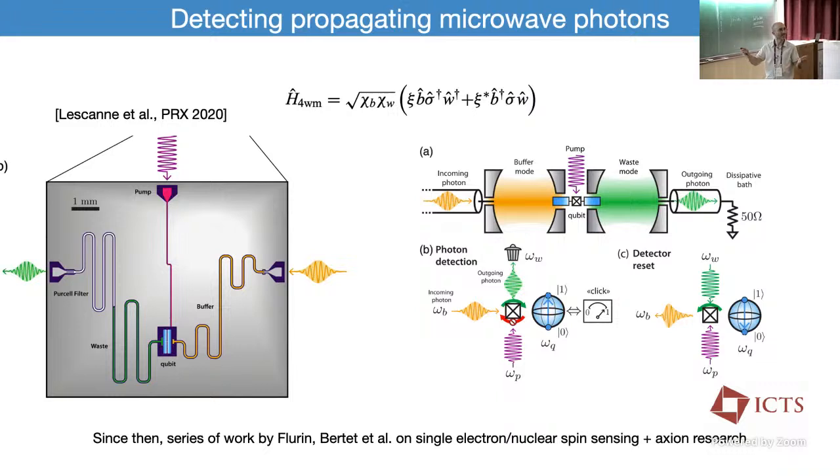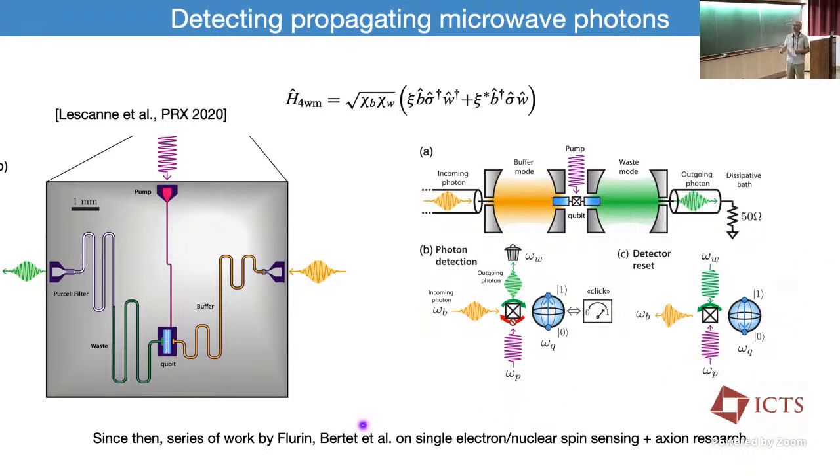So you see that because of that, they managed to convert effectively an incoming photon in the buffer mode into a qubit excitation, and this is latching. The qubit will stay excited for as long as its lifetime permits. And then at some later time, we can decide to measure the qubit state and check whether or not the qubit is excited, which would be a click. So this is a really beautiful setup.